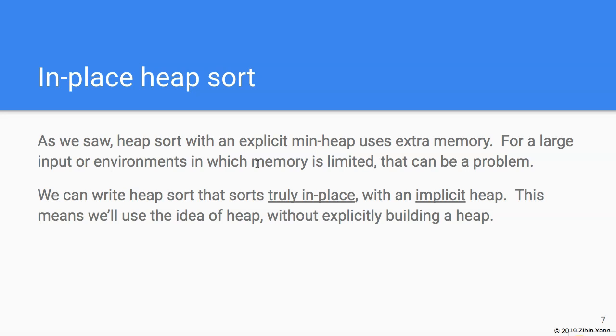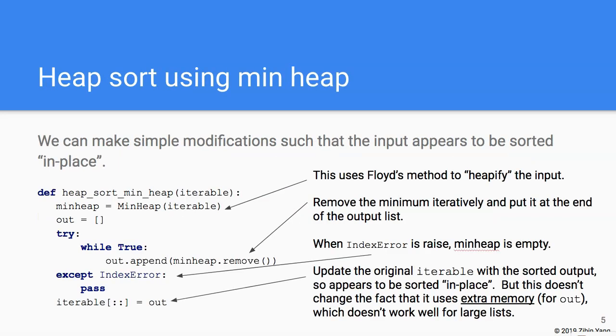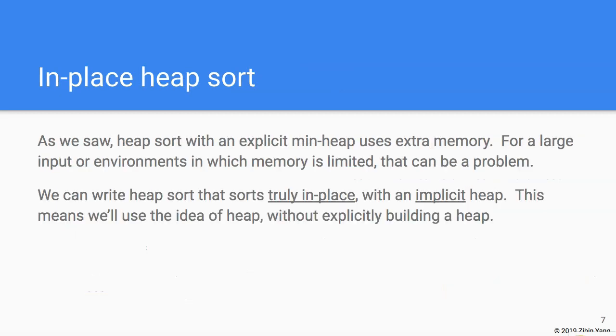So even though we did appear to satisfy the requirement of sorting in place, there is a problem though, because doing the heap sort this way does use an explicit min heap, which takes up memory. This out thing is not free. Right? We basically copy the entire original list into the output. So if the input is very large, has millions of items, that can be very slow. Or if you work in an environment in which memory is limited, that can also be a problem.